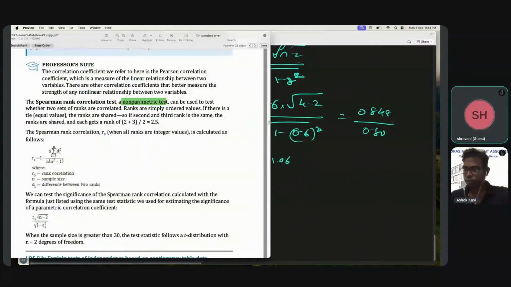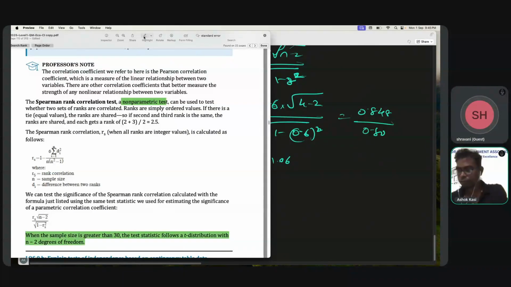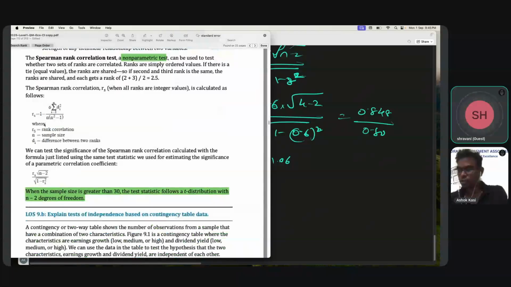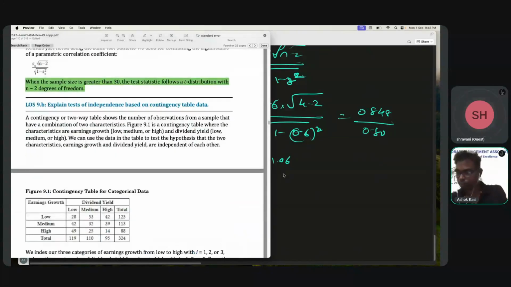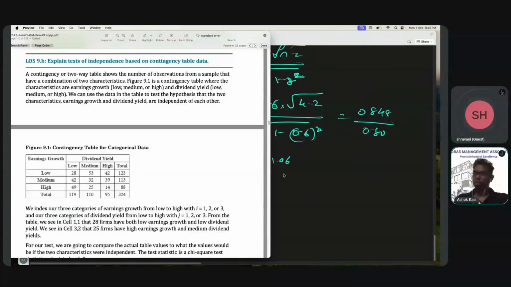Yes, sir. Okay. Then they may ask you this kind of question also. N minus 2 is the degree of freedom for Spearman's rank correlation. Finally, it's a correlation, no? So that time we take two variables included. Think like that. Fine, okay.